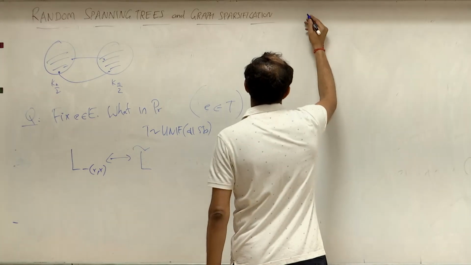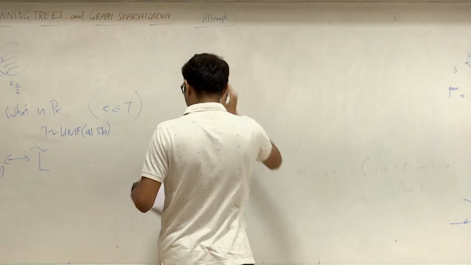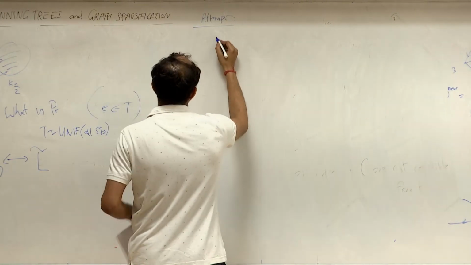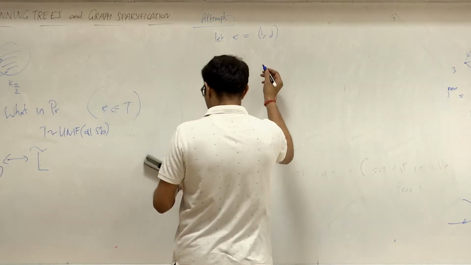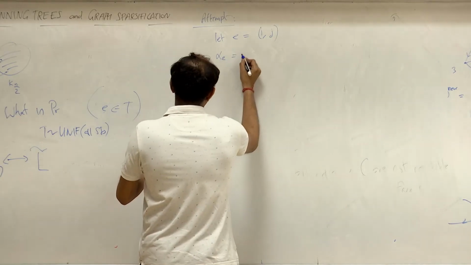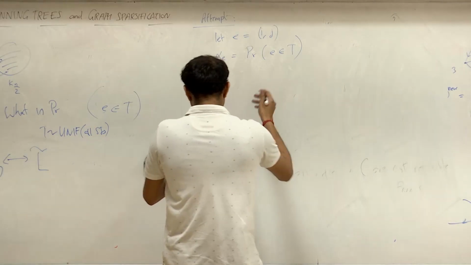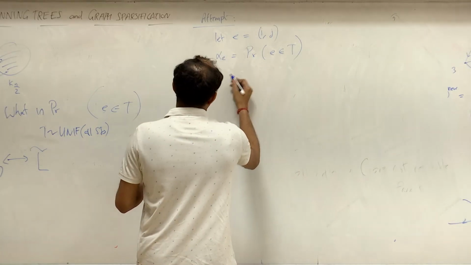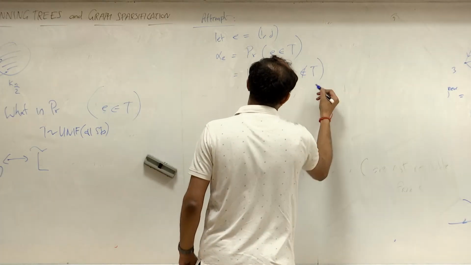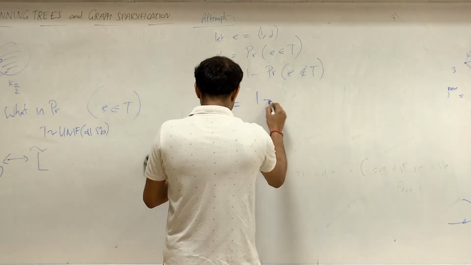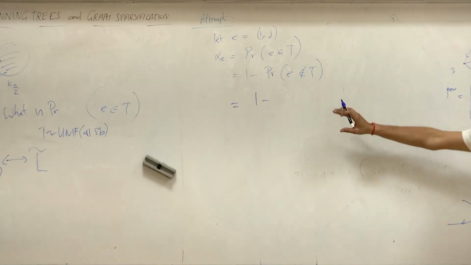So here is an attempt at solving this problem. Let the edge E be called i comma j. Suppose alpha E denotes the probability that the edge E gets picked by a random spanning tree. You can write alpha E as 1 minus the probability that this edge does not get picked by a random spanning tree, and this expression you could write as a ratio of determinants, right?